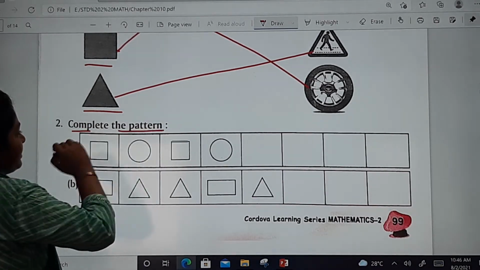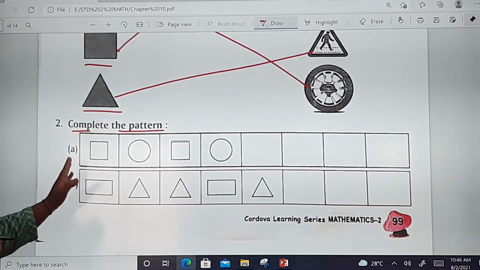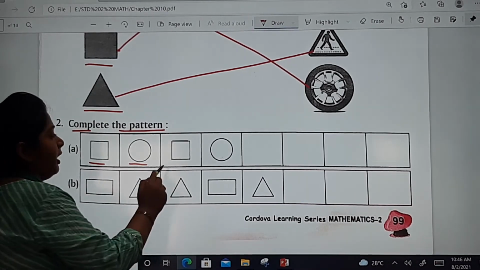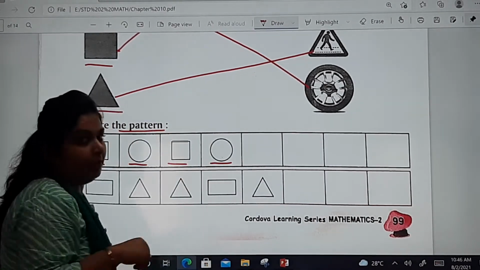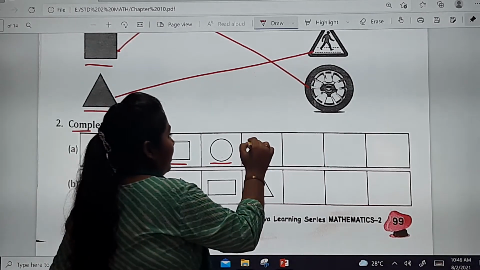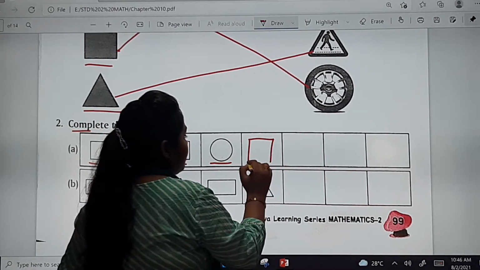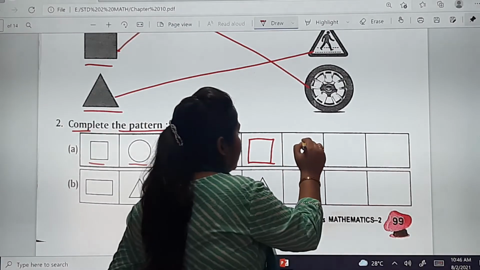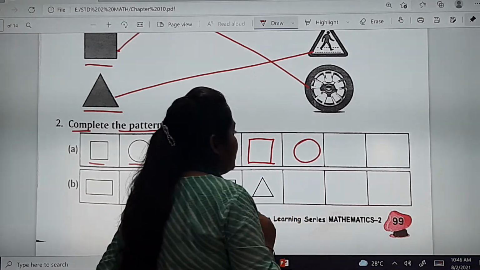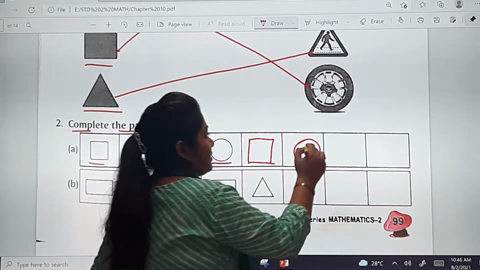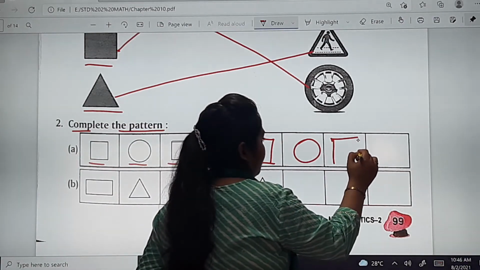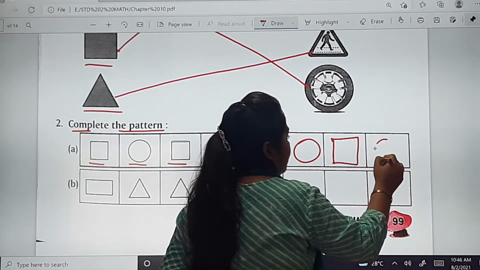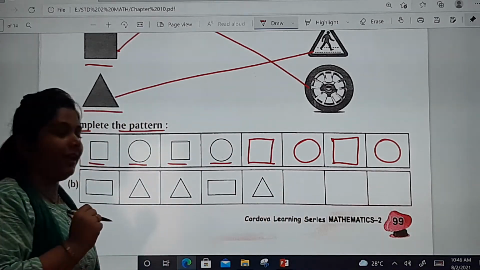Next is complete the pattern. You have to complete the pattern. The first one is square, the second one is circle, again square, again circle. So what will come now? It will be square. So you will draw a square like this. Then after square, circle. So you will draw a circle. Then square. So you will draw a square like this. After square, circle. So you will draw a circle like this.